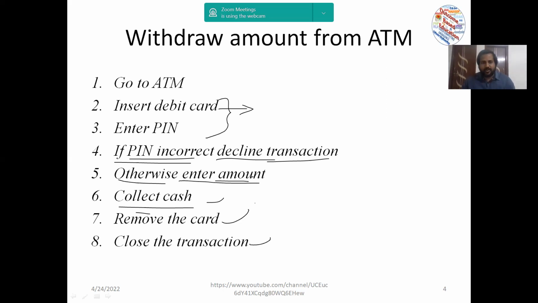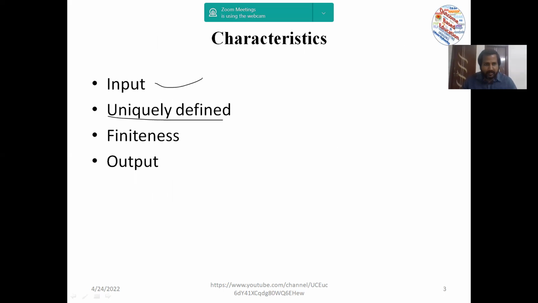So here we know what the input is and what kind of steps we are following. We are checking the pin number, we are checking the amount, and we are doing the withdraw operation. What is the output here? The output is removing your card and your amount. In the previous characteristics, we know the input is the card entering and pin number, and the output is removing the card and your cash.